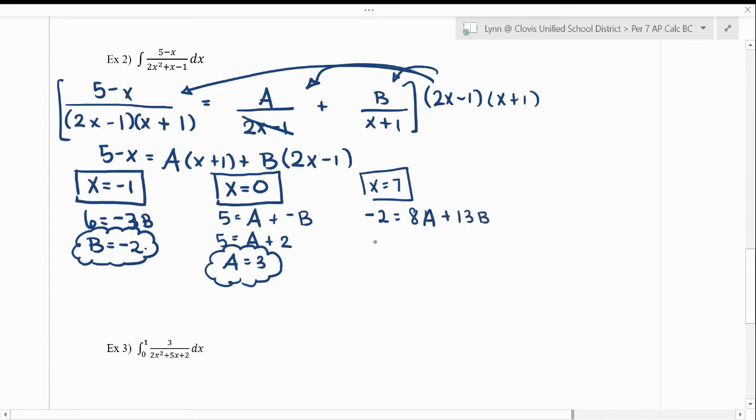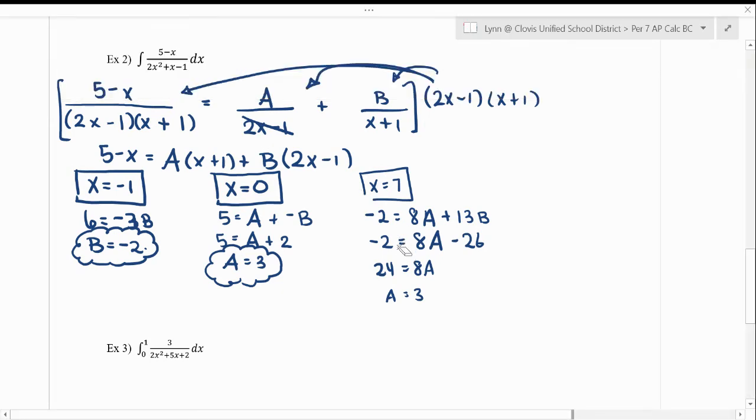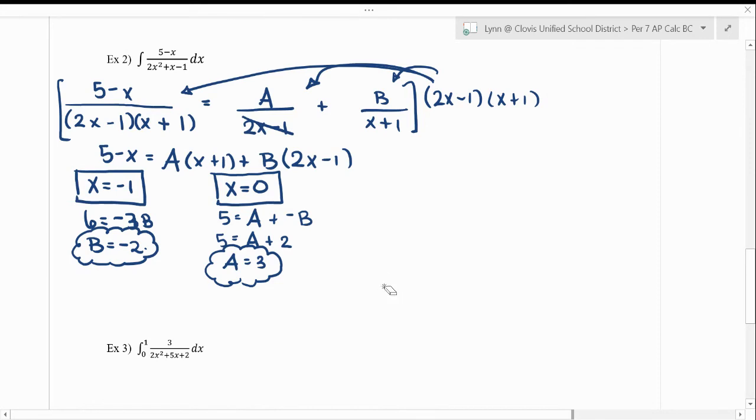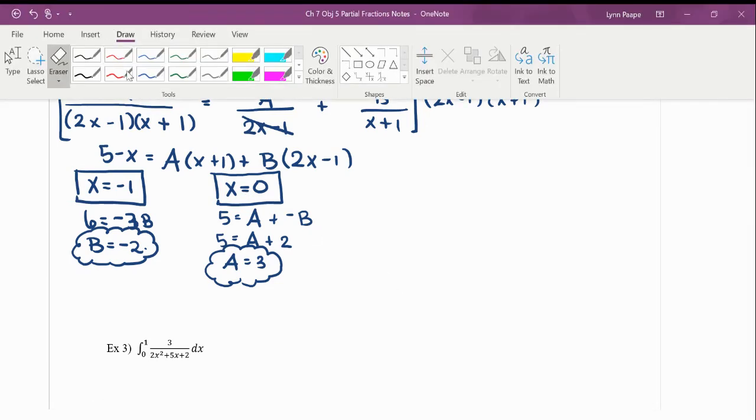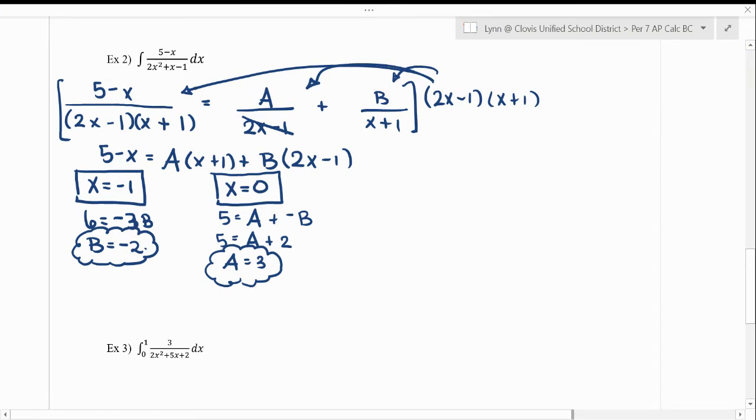And again, I know b is -2. So that would be -26. Add that over. What is that, 24? And then if I divide by 8, I would get a equals 3, right? So absolutely not a step I needed to do, but that's just to kind of show you that I really could pick anything I want, and I'm still going to get the same answer, provided I did my arithmetic correct.